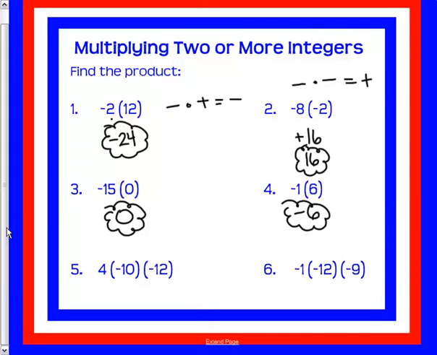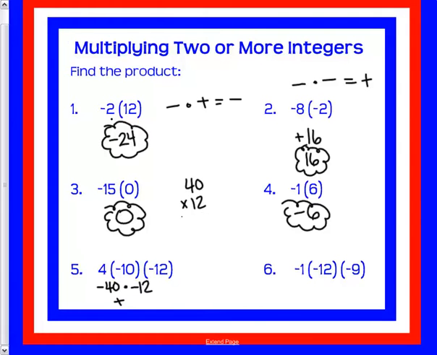There's 3 here. 4 times a negative 10. Okay, well, we know that's 40. And if we look at this, it's going to be a negative 40 times a negative 12. So the answer is going to be positive, and 40 times 12.